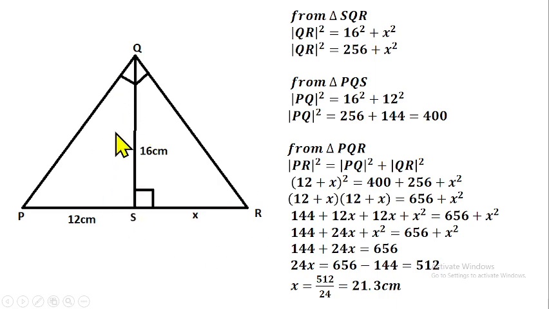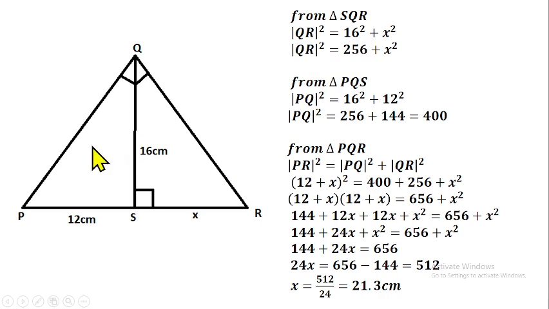So we have to start with the one that we have two sides given, which is this triangle PQS. But before we do this, we can start from triangle SQR, which is the one that has the x you are looking for. From triangle SQR, we can apply Pythagoras theorem here. Where is the hypotenuse side? This is the hypotenuse side. So we have QR squared, which is the hypotenuse side. QR squared equals this square, which is 16 squared, plus x squared. 16 squared is 256 plus x squared equals QR squared. So there's nothing we can do further in this one, so we can leave it there. We are coming back to it.